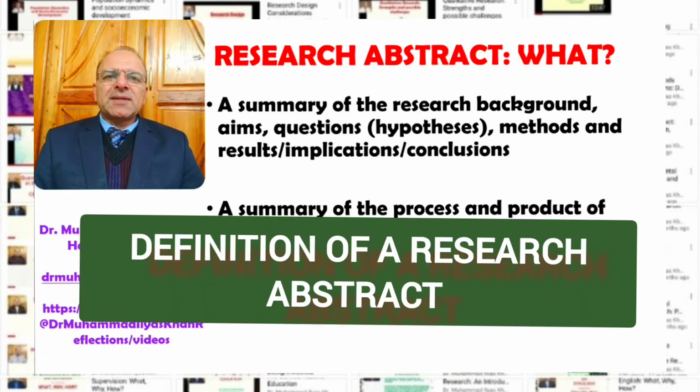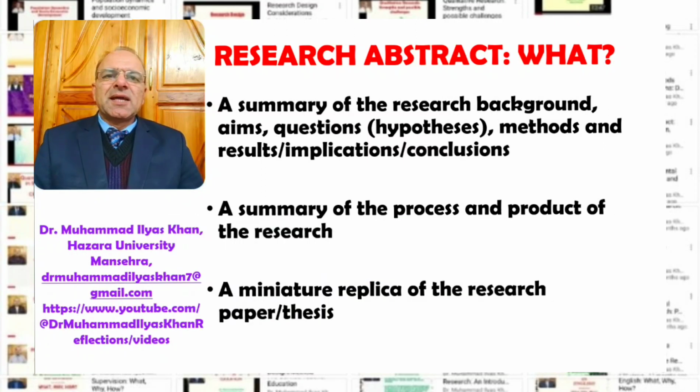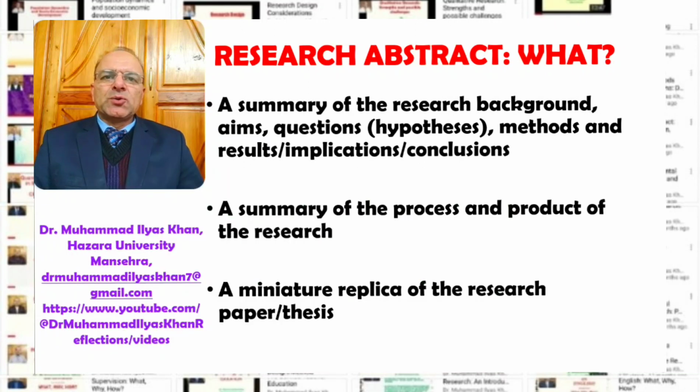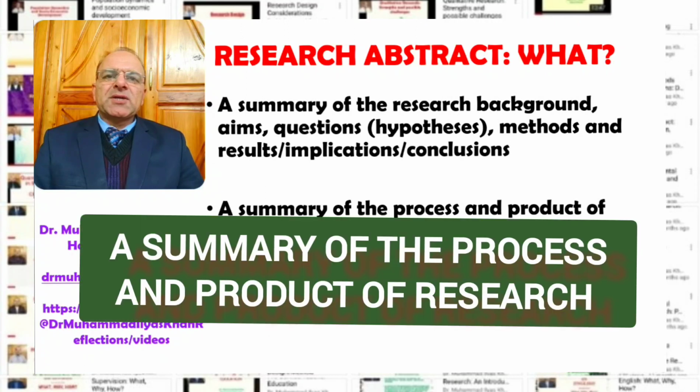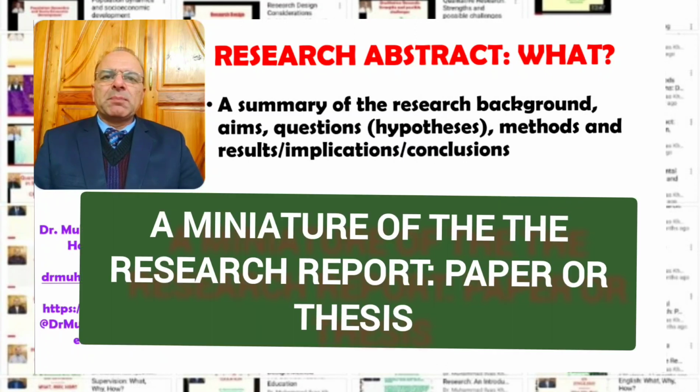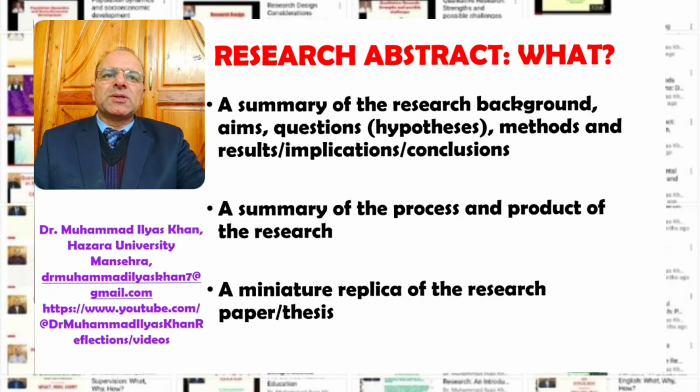So first of all, what is a research abstract? Generally, a research abstract is a summary of the research background, the aims of the research, the research questions or hypotheses, the methods that are used in conducting the research, and the results, implications, and conclusion. So overall, this particular component of the research report is a summary of the process and product of research. In other words, we can say that it is a miniature or replica of the research paper or thesis.